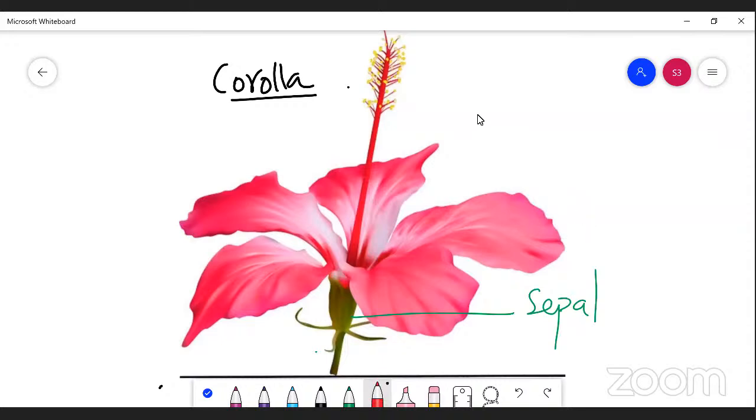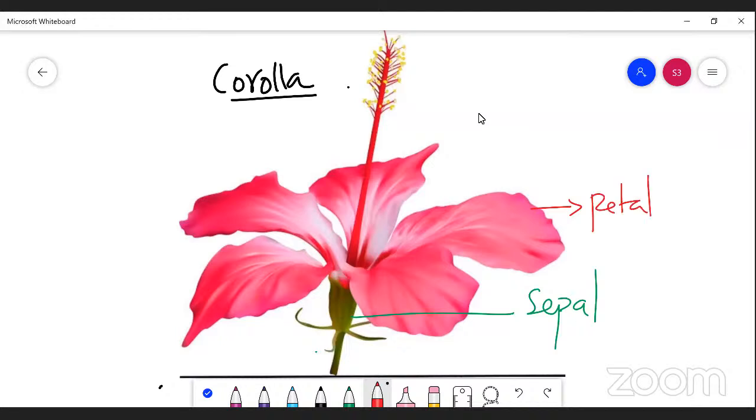What is a petal? The petal is the most attractive part of the flower. Students, what is a petal? Petal is the most attractive part of the flower. Very good. So a group of this most attractive part of the flower is collectively known as, simply you can say, corolla. Now each one is represented as a petal.